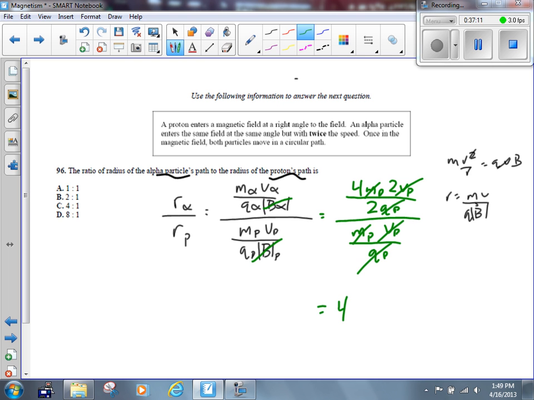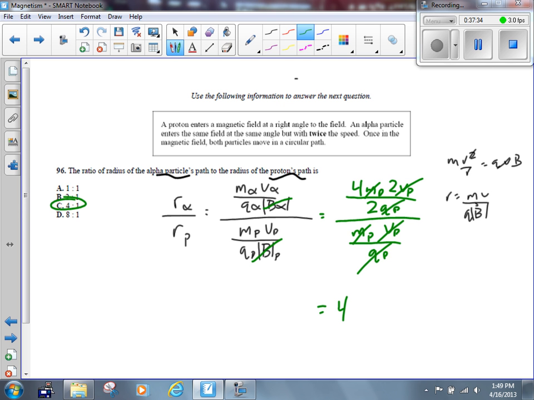So if R alpha over Rp is 4, then the ratio of the two is what? 4 to 1. The answer is going to be C, 4 to 1. So we did, in essence, what we did in that worksheet number 12, question number 5, except we didn't need to put all the numbers in here this time because we had some nice convenient things that would cancel each other out.